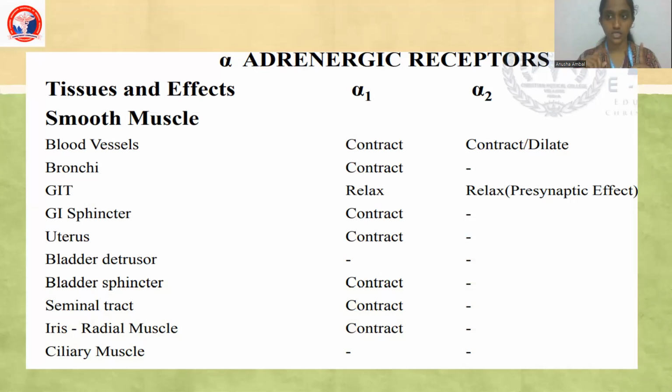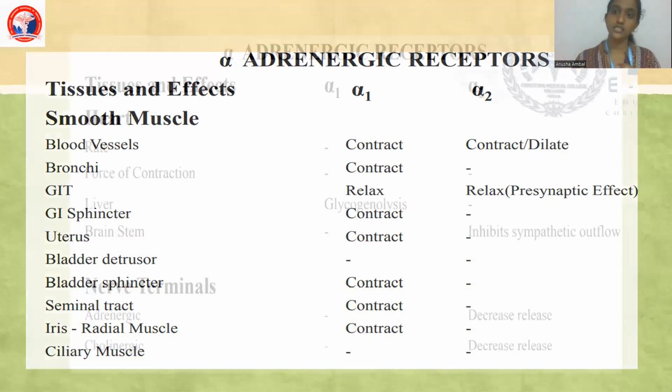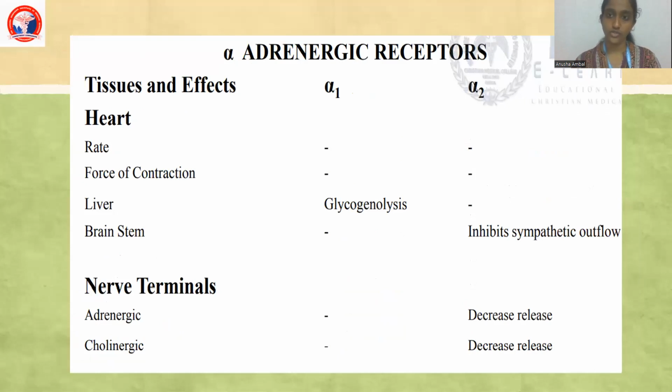Alpha 1 will cause vasoconstriction, alpha 2 will cause vasodilation. How does this vasodilation occur? Because it will have an inhibitory action on the central sympathetic outflow. So in the brainstem, this alpha 2 receptor will inhibit the sympathetic outflow. So since this outflow is low, there will be vasodilation. Since the outflow is low, there will be decreased release of adrenergic and cholinergic neurotransmitters. So all these will get decreased.